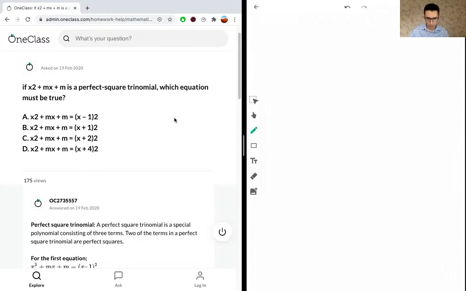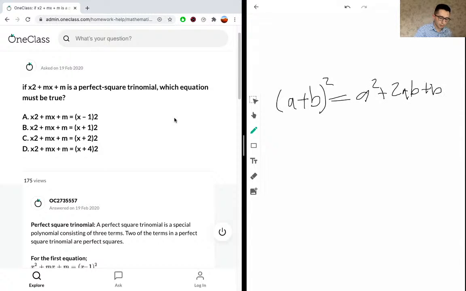So some background on what a perfect square trinomial is, so we can take some examples here. Let me just erase that real quick. So if we had a plus b squared, we would get a squared plus 2ab plus b squared. So this is a perfect square, and then trinomial just means the 3 terms here.